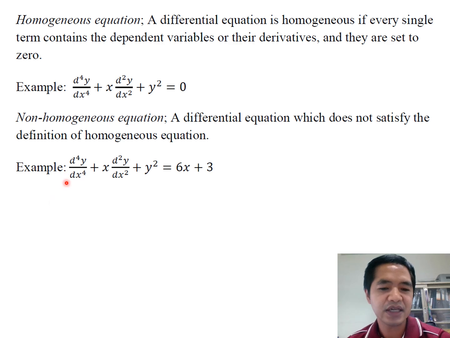So okay, let's take a look at this example. In the first three terms here, there are dependent variables and their derivatives, right? Or either one. And this one, 6x plus 3y, does not contain dependent variables or their derivatives. This one does not follow the homogeneous equation. So this one is a non-homogeneous equation.